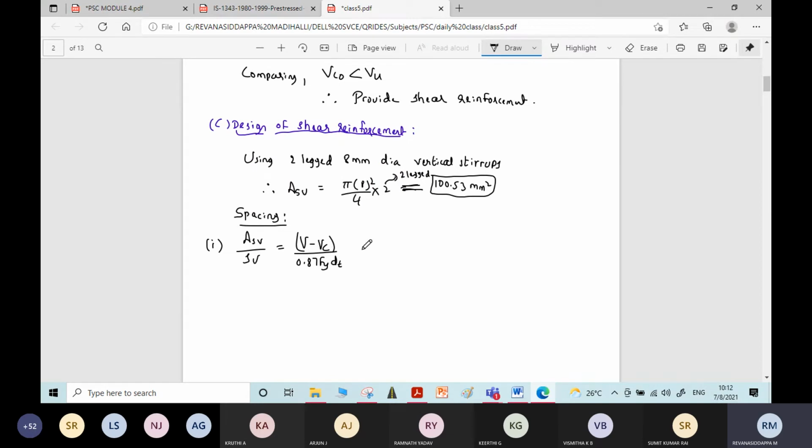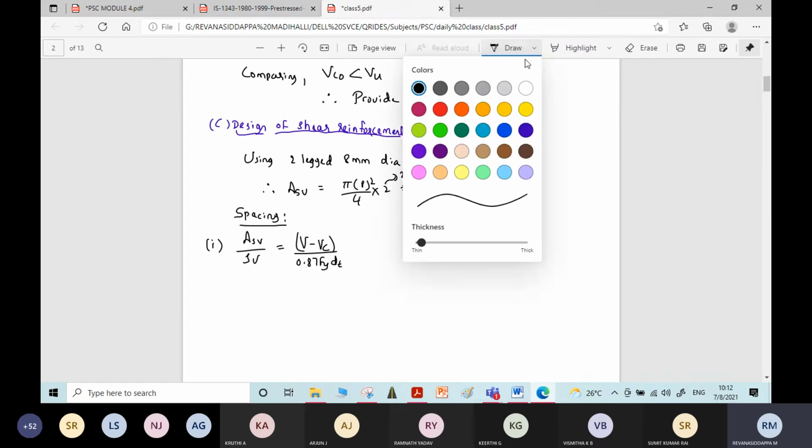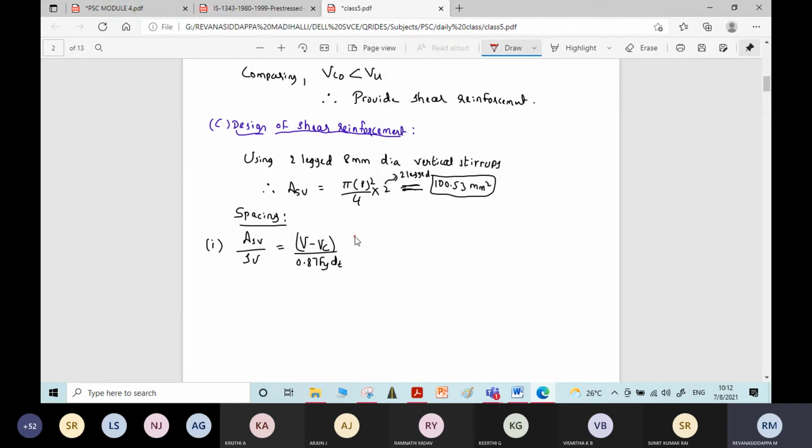Okay. You write the page number here: page number 48, IS 1343 1980.